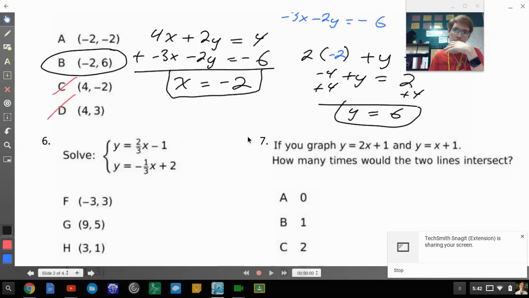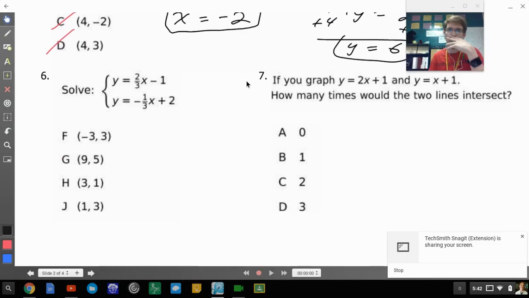Number 6. Solve y = 2/3 x - 1 and y = -1/3 x + 2. Now, if I were going at this one, honestly, this one is made for graphing. They're both y equals. That's probably the most prudent thing to do.